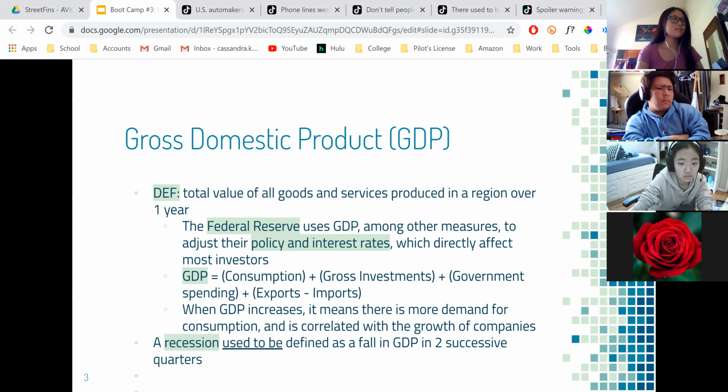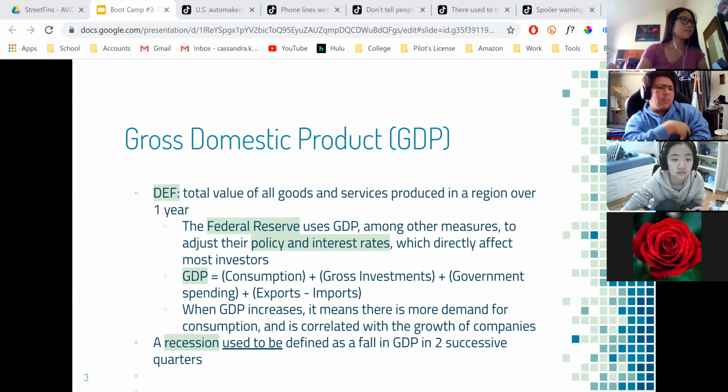Okay, so let's start out with the gross domestic product, which is the GDP. The GDP is the total value of all of the goods and services in a specific political region. That can be a country or a state or even a city, and it's measured through every calendar year. Gross domestic product is really responsible for giving us economic indicators on how the Federal Reserve adjusts their policy and interest rates. Basically, the Federal Reserve is responsible for keeping us away from a recession, and they do this by looking at the GDP and then adjusting their rates accordingly.